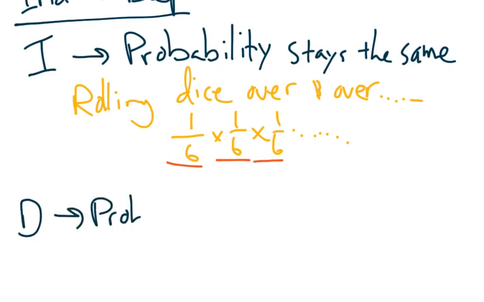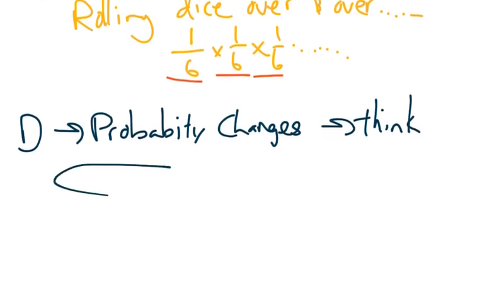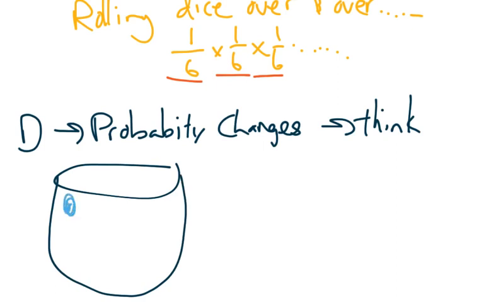Dependent, the probability changes. And what that means is that you have to think about that. All right, so here I'm going to draw a little satchel, a little sack or something, and I'm going to put some marbles in here. We got blue, we got green, a couple of reds, let's do one more, perfect. All right, now let's say we want the probability of getting, let's just say, 2 reds.